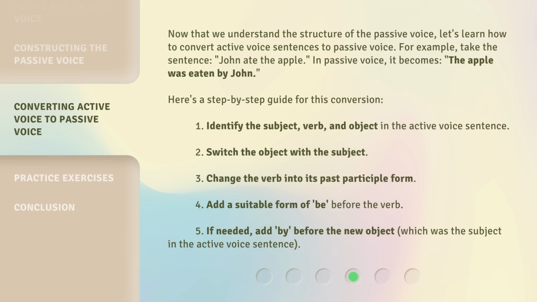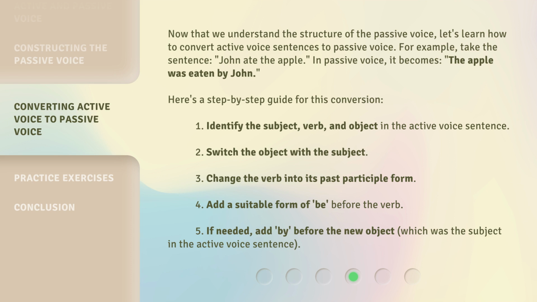Now that we understand the structure of the passive voice, let's learn how to convert active voice sentences to passive voice. For example, take the sentence, John ate the apple. In passive voice, it becomes, the apple was eaten by John. Here's a step-by-step guide for this conversion.